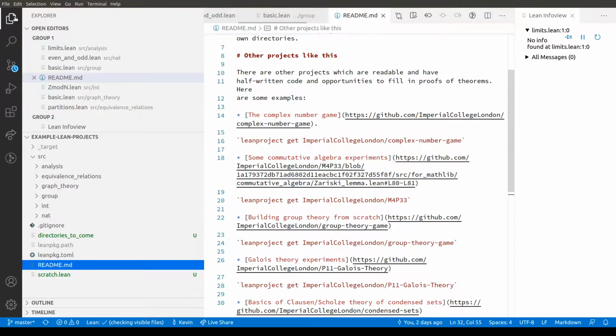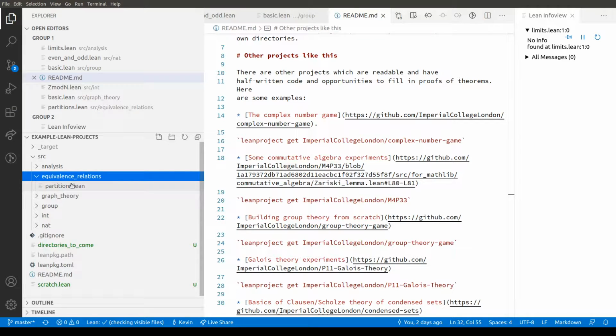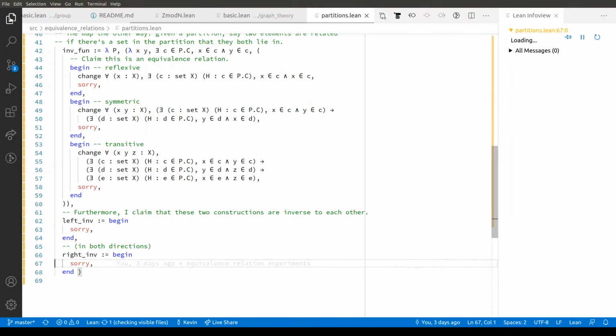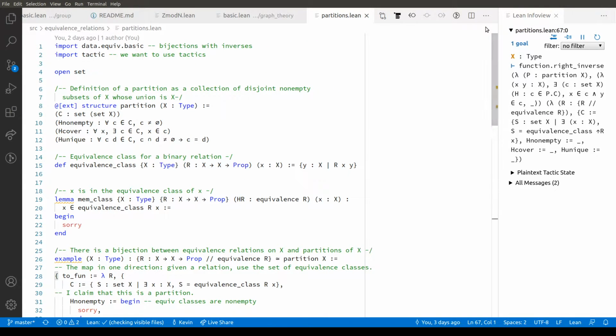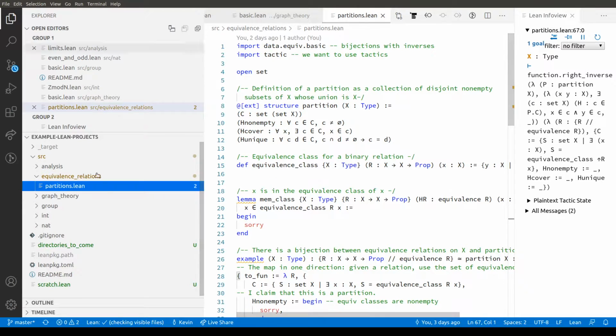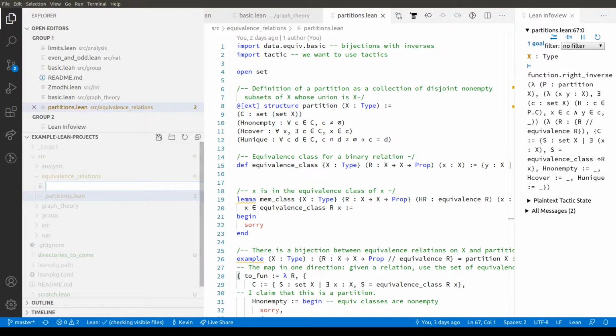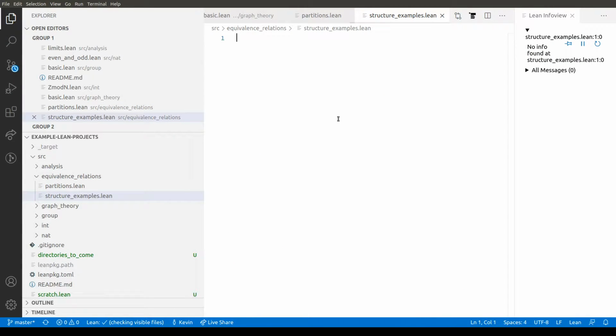But today, let's talk about equivalence relations. So here's this equivalence relations partitions thing. I'm going to work through the proofs in here. But before we start, let's just do structure examples. There. So what's a structure?